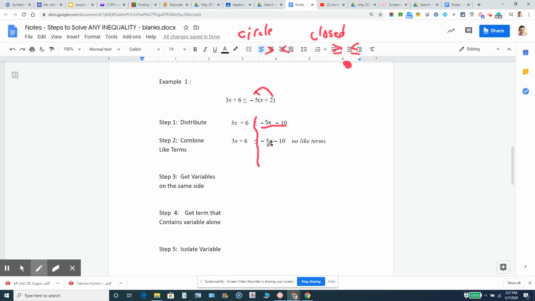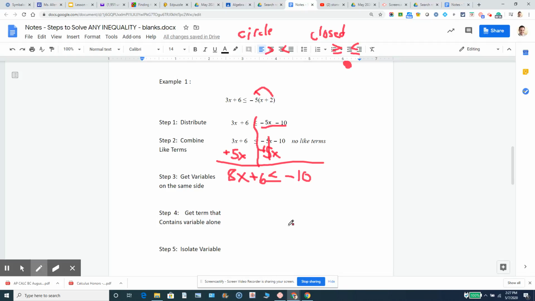And then we have -5x minus 10. Neither of these are like terms as well. So now we can get to step 3, which is get your variables on the same side. So I'm going to go back up here to do step 3. I'm going to get the x on both sides by adding 5x to both sides because -5x is the smaller one. So by moving -5x by doing the inverse operation, I'm making it positive on that side. So we get 8x plus 6 is less than or equal to -10.